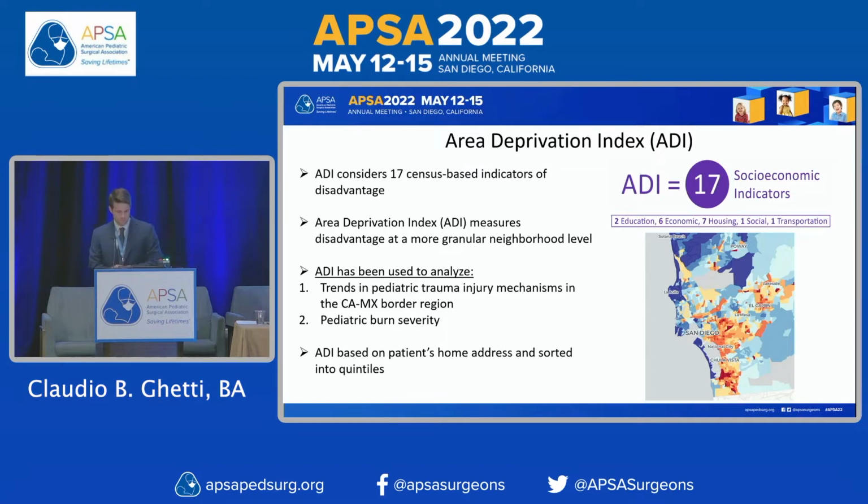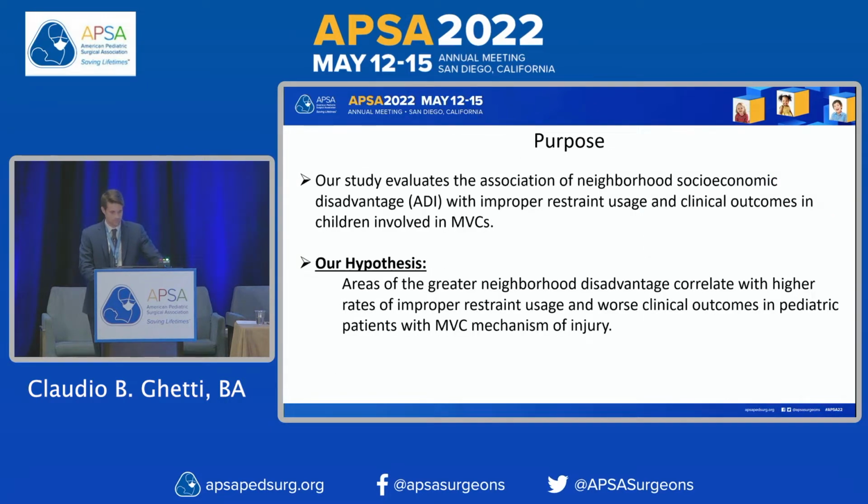In recent years, ADI has been used in studies to analyze trends in pediatric trauma injury mechanisms within our California-Mexico border region, as well as grade pediatric burn severity. In our study, we took patients' home address, determined the ADI level, and then sorted it into quintiles. As I mentioned, our study was to evaluate the association between neighborhood socioeconomic disadvantage with improper restraint usage and subsequent clinical outcomes in children involved in motor vehicle collisions. Our hypothesis was that children from greater neighborhood disadvantage backgrounds would have higher rates of improper restraint usage and poor clinical outcomes.